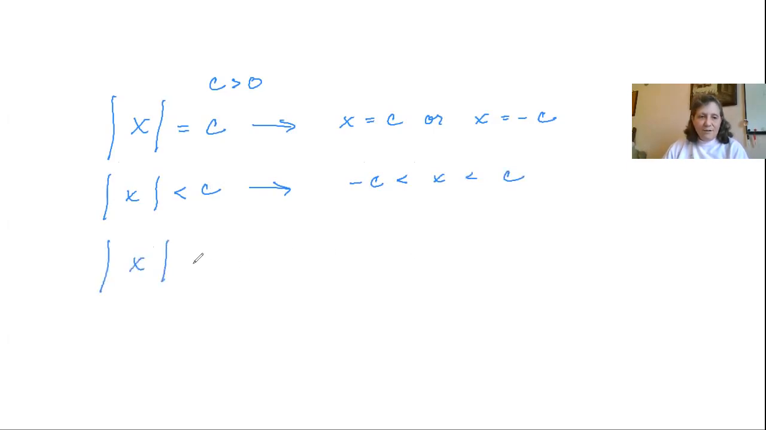And if we've got the absolute value is greater than some number, then that means it has to be in the two separate ends. So x is greater than c, or x is less than -c. You have to set these up to start with correctly, or it's not even going to count.